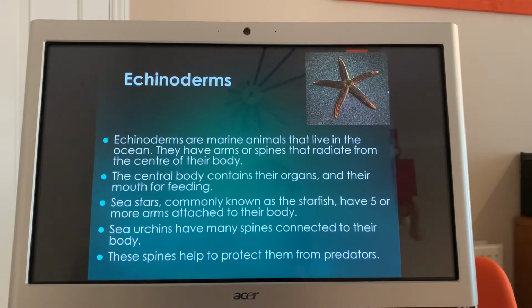Going on again. Echinoderms. Echinoderms are marine animals that live in the ocean. They have arms or spines that radiate from the center of their body. You can see the starfish there, prime example. The central body contains their organs and their mouth for feeding. Sea stars, commonly known as starfish, have 5 or more arms attached to their body. Sea urchins have many spines connected to their body. These spines help to protect them from predators.